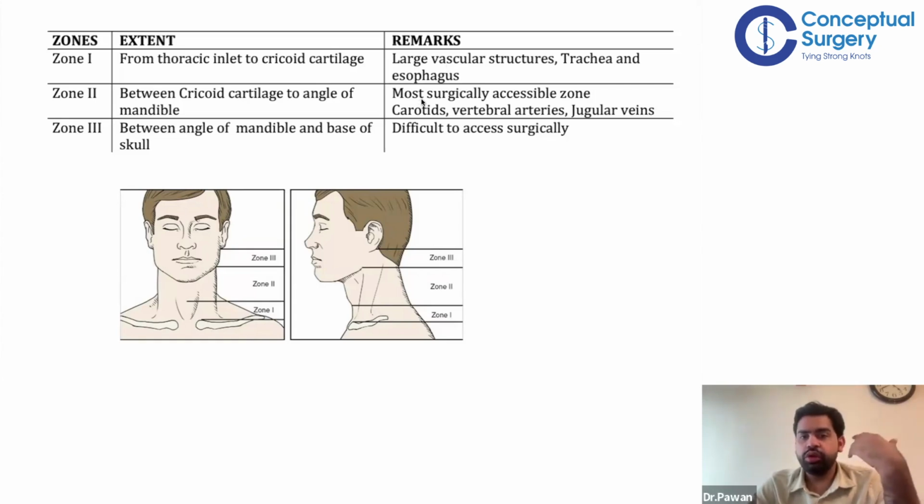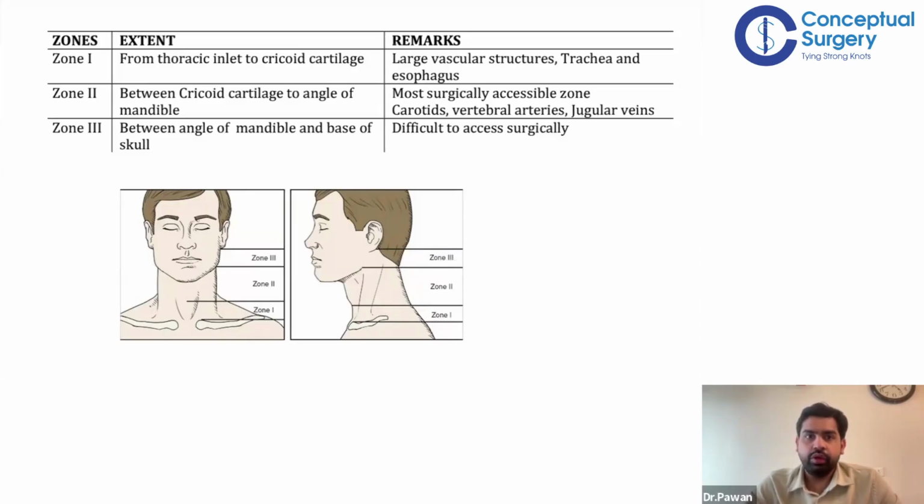What about zone two? This is the most surgically accessible zone, and here we have the carotids, the vertebral artery and the jugular vein. Zone two is very much surgically approachable. And then what we have is zone three. What is zone three? Between the angle of mandible and the base of the skull. Here it is very, very difficult to access. It's not that easy to do any surgery in this zone three.